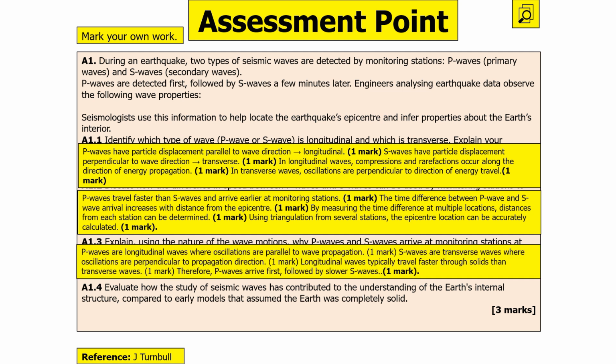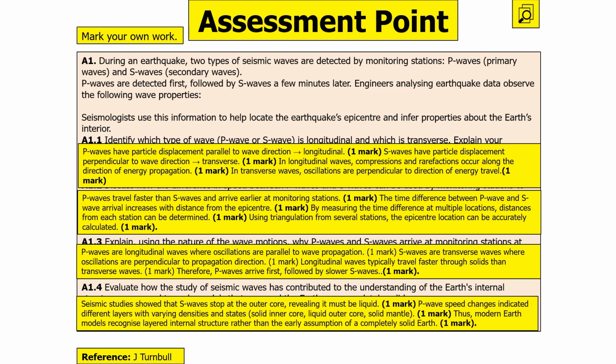Now, P waves are longitudinal, where oscillations are parallel to wave propagation. Now, S waves are transverse, where the oscillations are perpendicular to propagation direction. Now, longitudinal waves typically travel faster through solids than transverse waves. So therefore, the P waves will arrive first, followed by our slower S waves.